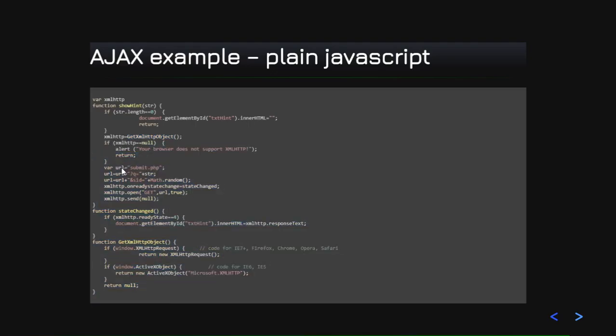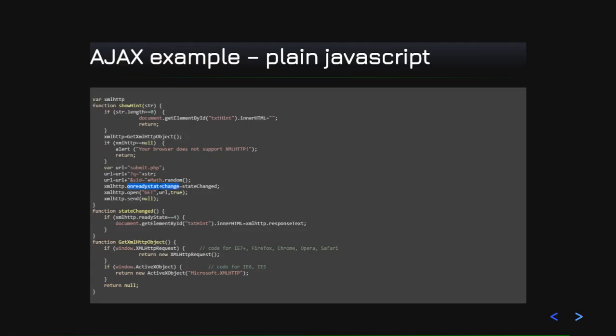Otherwise, I set the URL where I want to send the request. The URL is on the same web server, using this path, submit PHP, and here I'm building the query string by sending a parameter q with this value and also a parameter sid with this value. And then I'm sending a GET request to this URL. Okay. And I wait for the result.